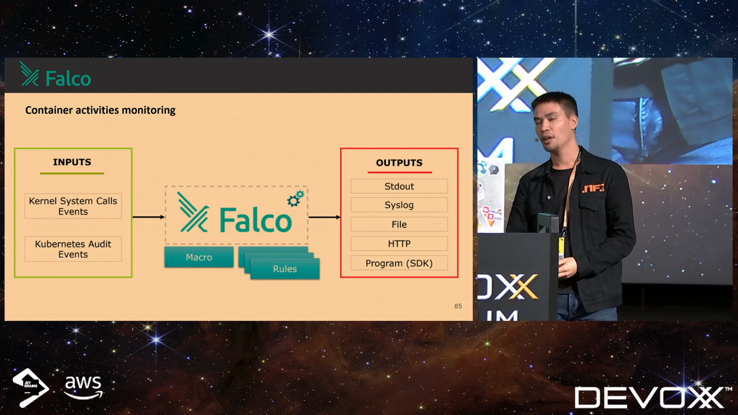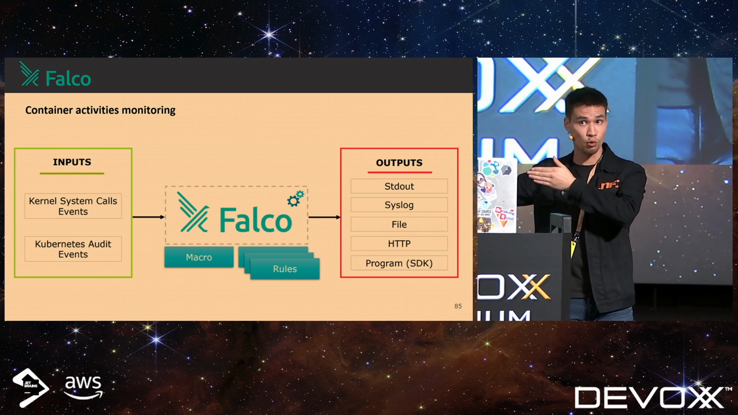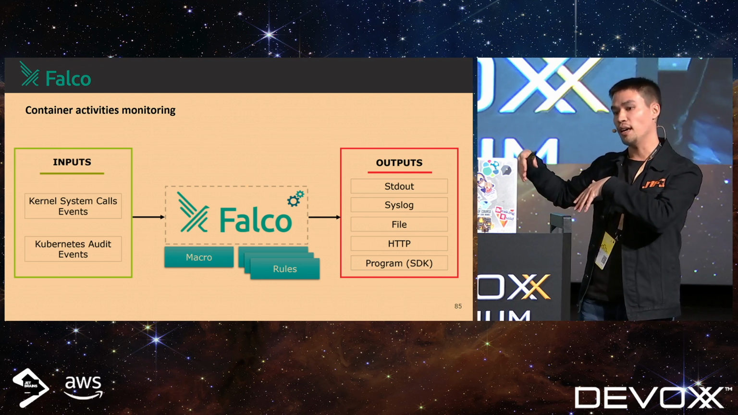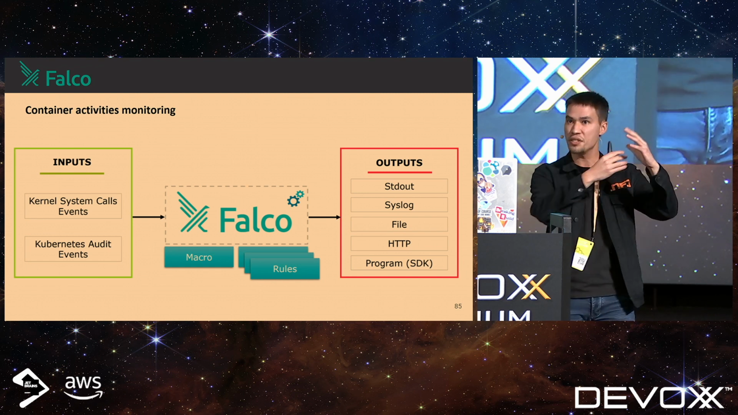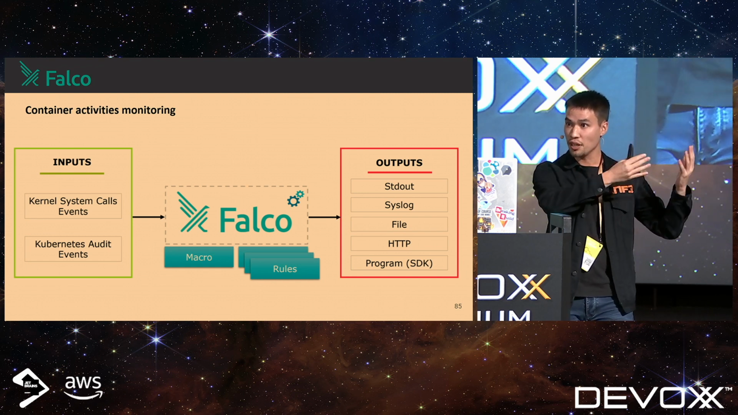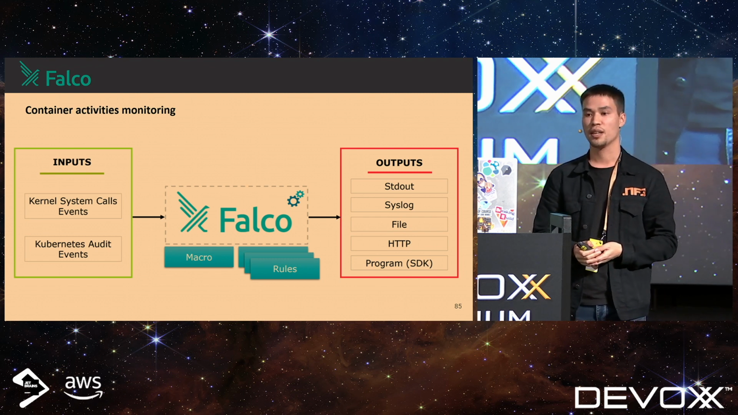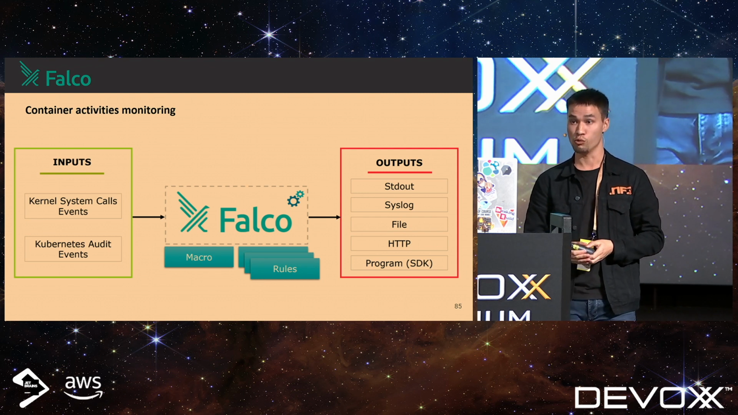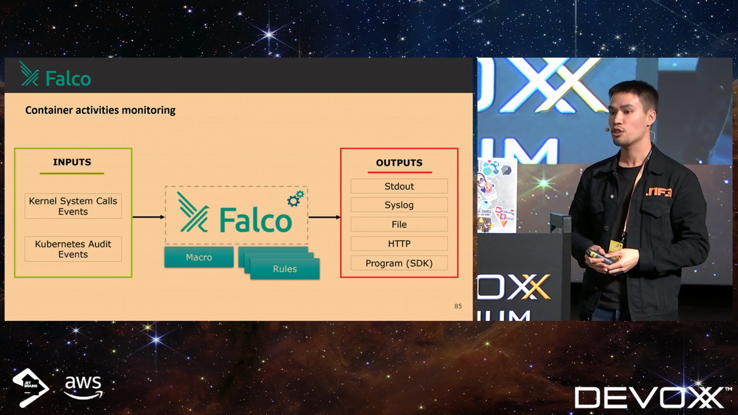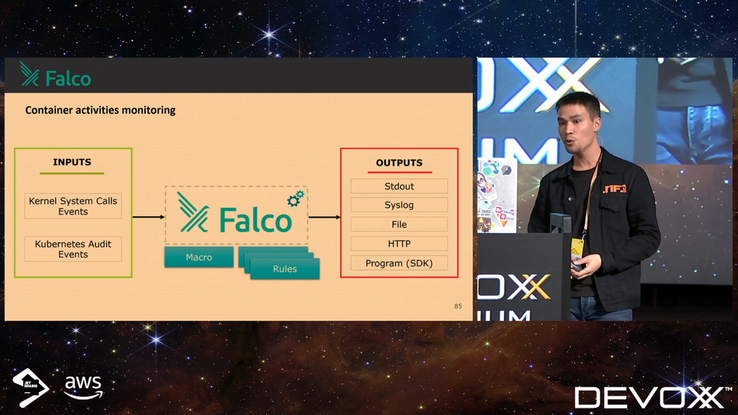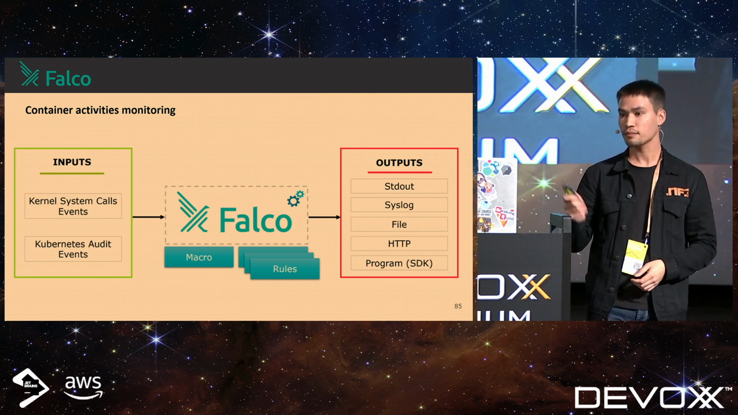How does it work? Falco basically has a set of rules. We give rules to Falco, and Falco will receive events as an input. It will receive events coming from containers. It will receive events from Kubernetes audit logs. And based on this input and the rules, it will trigger some alerts using one of the output channels. It can be stdout, it can be an HTTP call, it can call maybe an external program.